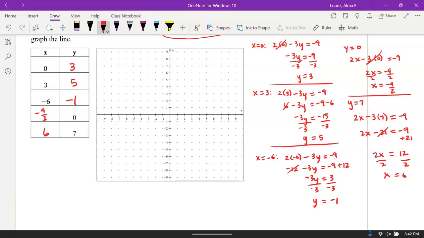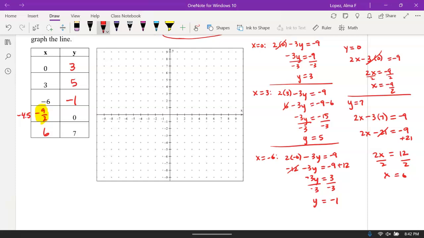Okay, we've got some points here. I'm going to go ahead and ask you to convert this -9/2 to a decimal or a mixed number so I can tell what it is. When you do that, it's actually going to be -4.5. So that'll make it easier to locate.